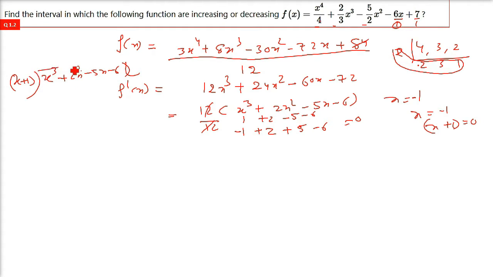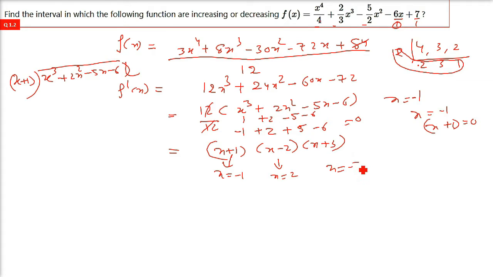That is the differentiated function, and divided by x plus 1 because we are interested in that function only. So the factors will come like this. I'm not going to solve that division part, you can do it by yourself. x minus 2 and x plus 3 will be the factors. What are the critical points? x is equal to negative 1, x is equal to 2, because I'm just putting it as 0, and x plus 3 is equal to 0, that is x is equal to negative 3.